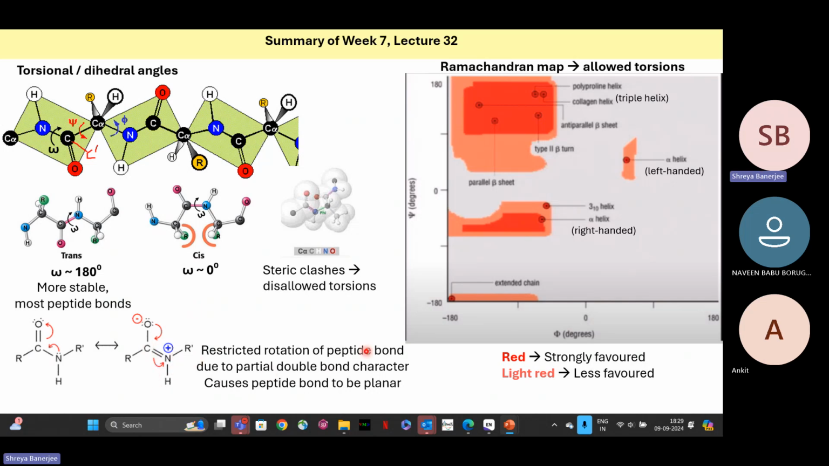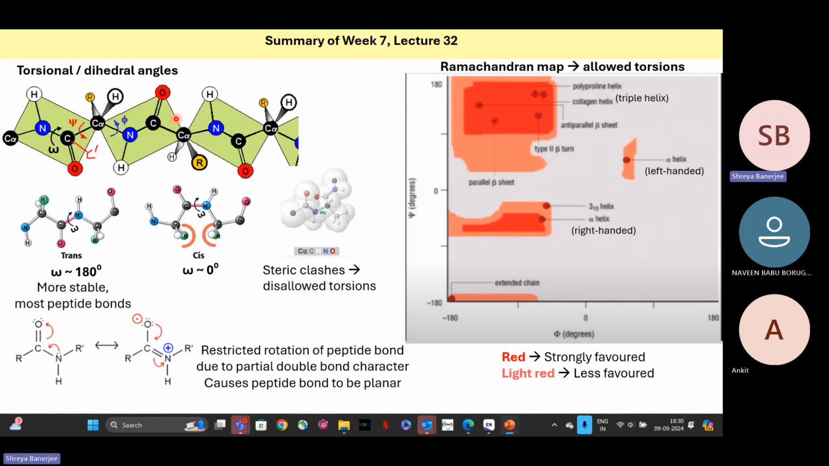Another effect of this partial double bond character is that it causes the peptide bond to be planar. So you can see different planes shown here in this color. Each of these planes have a peptide bond. So you can see this NC is the peptide bond, and this bond has to be planar because of this partial double bond character. So each amino acid lies in a plane which we are calling as the peptide plane.